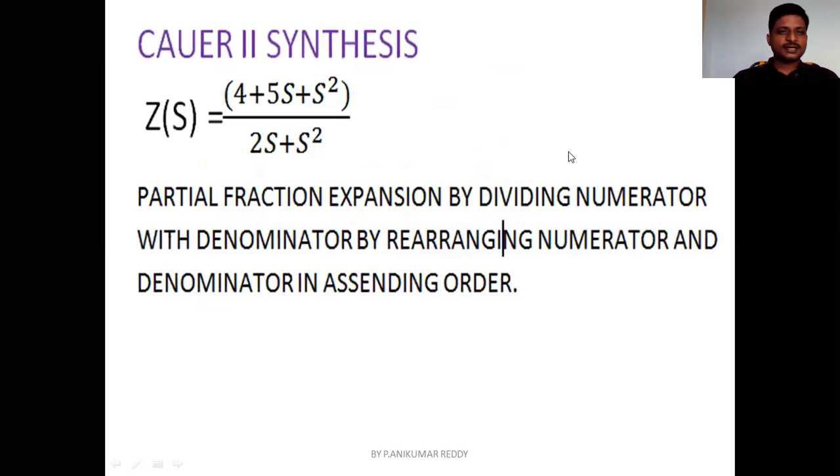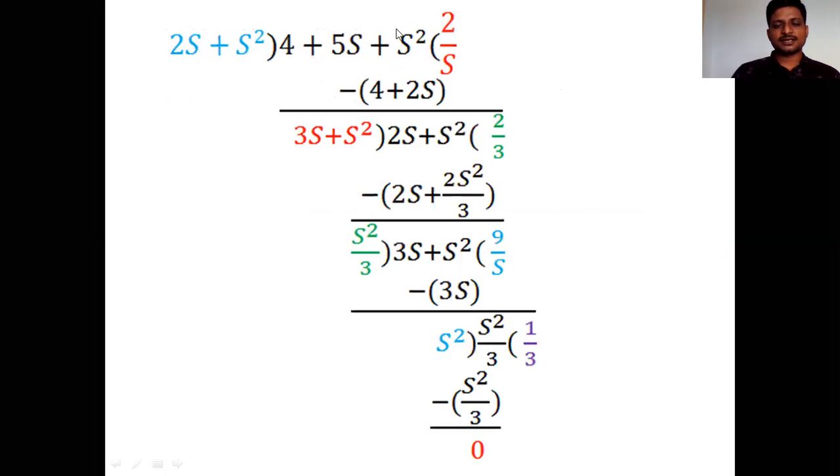Okay. After that, we are going to solve this problem using Foster 2 synthesis. For Foster 2 synthesis, we are going to modify the given function by first writing the numerator and denominator in ascending order of powers. Ascending order means here s power 0, s power 1, s square, and in the denominator s power 1 and s square. Like that we have to write. After that we follow the same procedure of partial fraction expansion, which means you divide until you get 0.